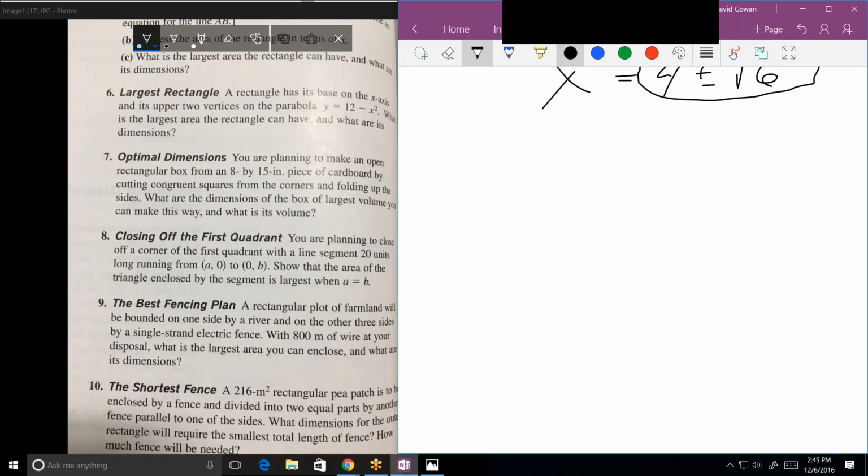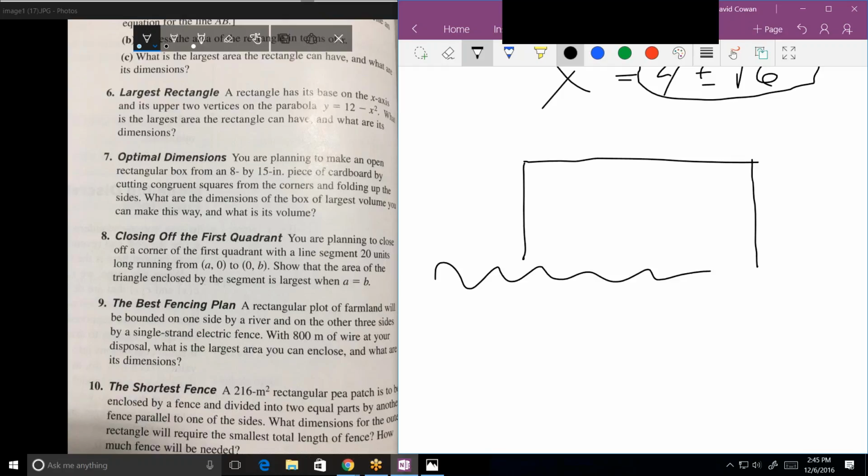So here is the picture for 9. You have a rectangular piece of land that's bordered on one side by a river. You're going to use it for livestock, but you don't have to put a fence on the riverside. In other words, the livestock can go up to the river. And the question is, you have 800 meters of wire at your disposal. How can you design this rectangular plot of land so that you get the maximum area?